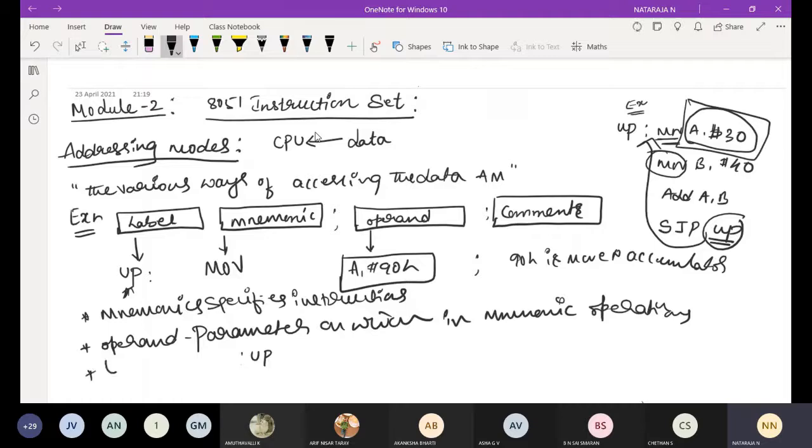Then what is label? Label means allow code to be accessed by name. By name we are going to access the code. That is the meaning. Next, comments. Make a note. Comments are for the programmer to explain the code.